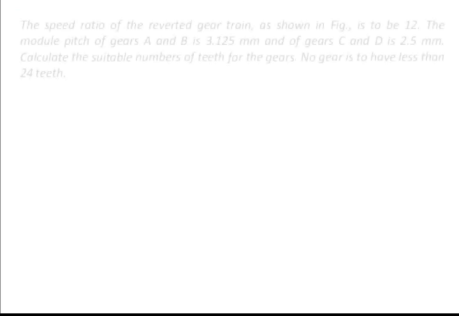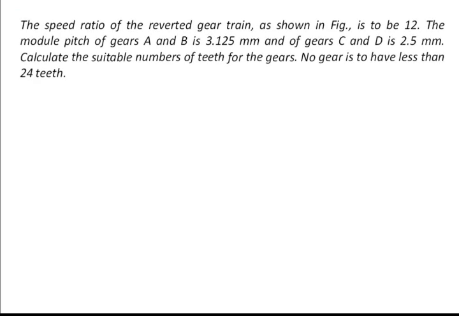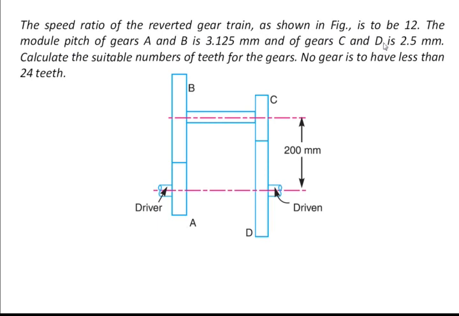We shall now go to our problem number 2 based on reverted gear train. The speed ratio of the reverted gear train as shown in figure is to be 12. The module pitch of gears A and B is 3.125 millimeters and of gear C and D is 2.5 millimeters. Calculate the suitable numbers of teeth for the gears. No gear is to have less than 24 teeth.